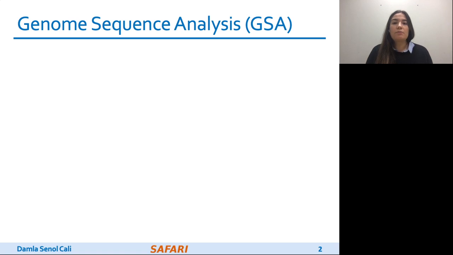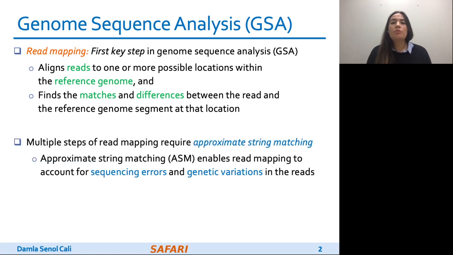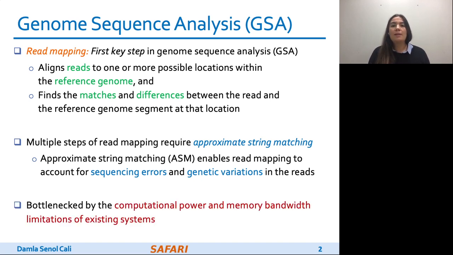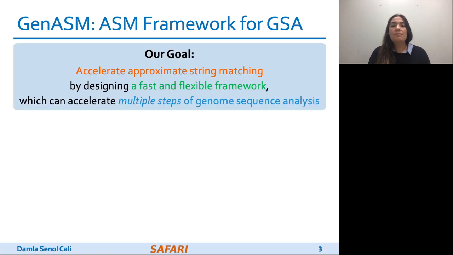Read mapping is the first key step in genome sequence analysis where we align each read to the reference genome. Multiple steps of read mapping require approximate string matching, or ASM, to account for the sequencing errors and genetic variations. However, it is currently bottlenecked by the computational power and memory bandwidth limitations of existing systems. Our goal is to design a fast and flexible framework which can accelerate multiple steps of genome sequence analysis.